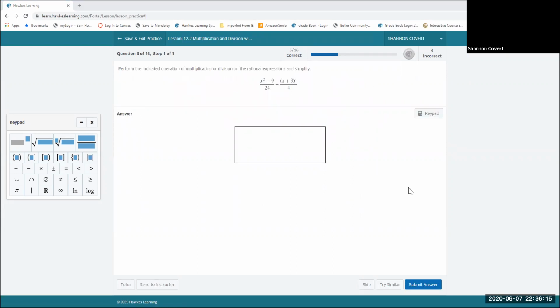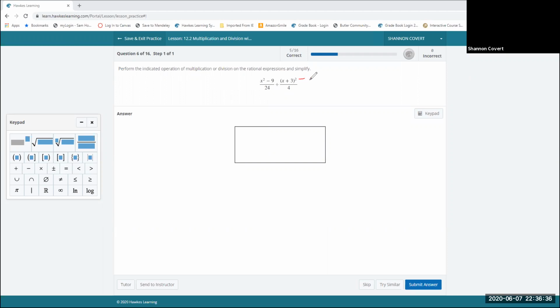All right, this one is another division problem. This time, notice something there. We have something we haven't seen for a long time, not seen in this class, would have been a class before now. We have (x² − 9)/24 divided by (x + 3) quantity squared, over 4.